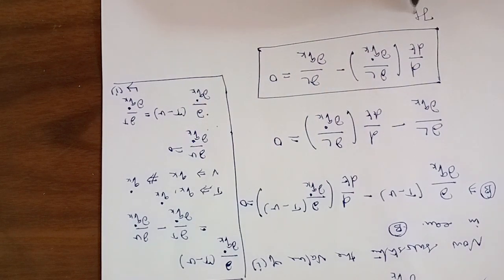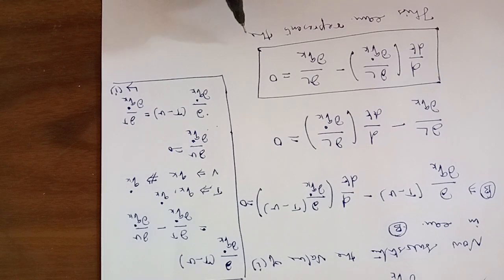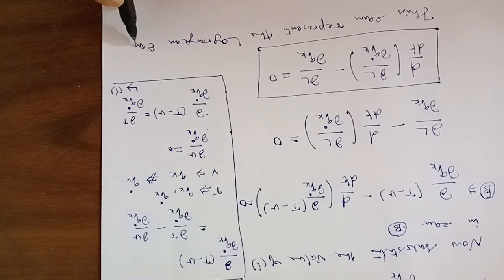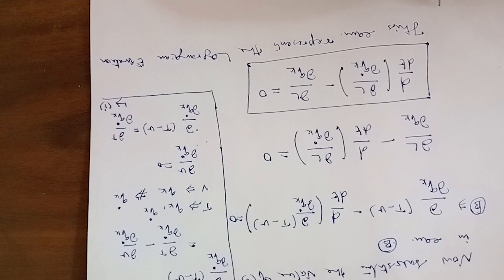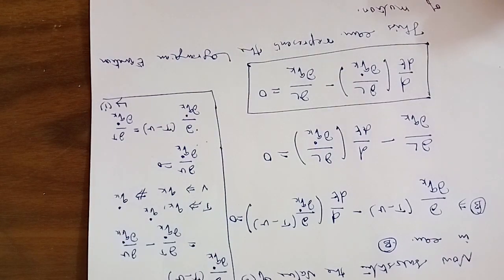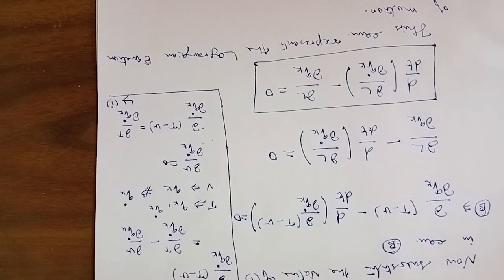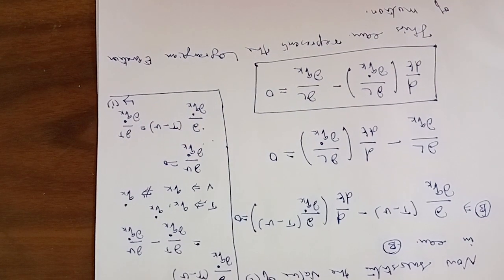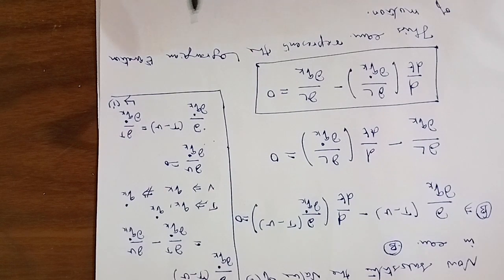So this equation represents the Lagrangian equation of motion, and this is derived from Hamilton's variational principle. So this Lagrangian equation of motion is derived using Hamilton's variational principle.